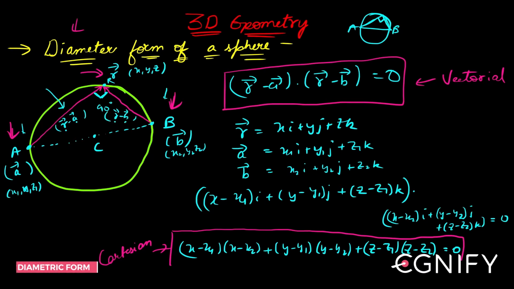The dot product of these two should be 0 because they are at 90 degrees. The dot product of these two should be 0. And this itself forms the equation of your sphere, right? This itself is the equation of the sphere, but in the vectorial form. Now, coming to the Cartesian form.